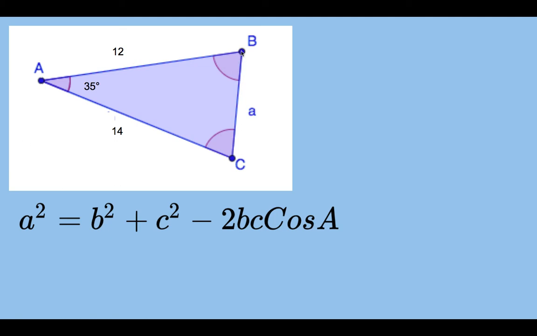So here we're trying to find side A. What we've got is that A squared equals 14 squared plus 12 squared minus 2 times 14 times 12 times cos 35. Now, it doesn't matter which side we call B and C. If we'd done it the other way, we'd get exactly the same thing.